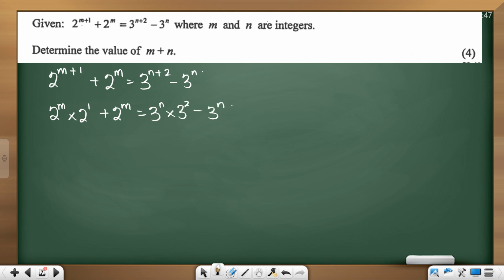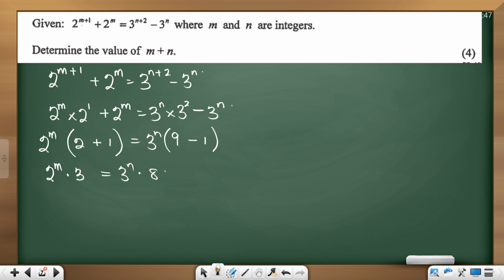All right. Now, what is common? 2 to the power m is common here. What am I going to have? I'm left with 2 plus 1. I hope that makes sense. 3 to the power n is common. What am I left with? 3 squared, 9, minus 1, because 3 to the power n is common. So what do I have? 2 to the power m multiplied by 3 equals 3 to the power n multiplied by what? 8.